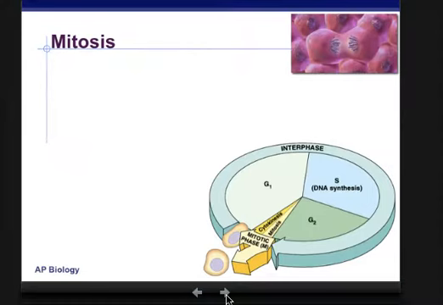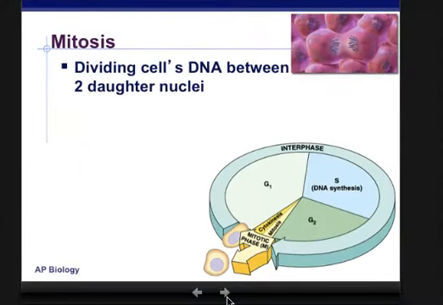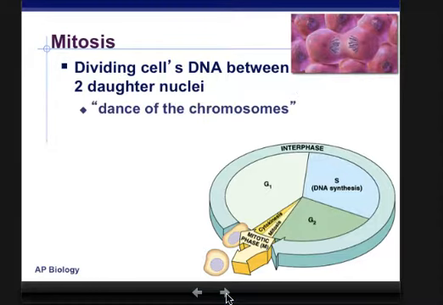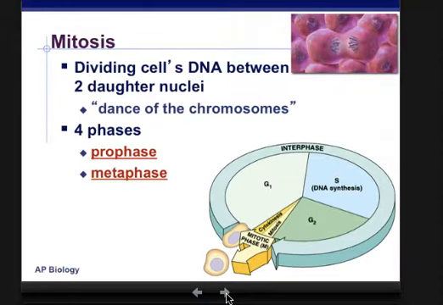So mitosis: dividing the cell's DNA between two daughter nuclei. And I think this is a great phase. It's the dance of the chromosomes. It has 4 phases. Remember that there are 4 distinct phases, but it's one big process. It's one big dance. It's in constant motion. Prophase, metaphase, anaphase, telophase. Paul made a taco. Okay, so let's go through the phases.